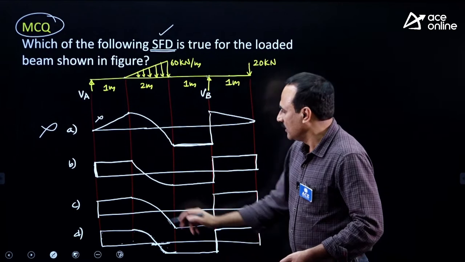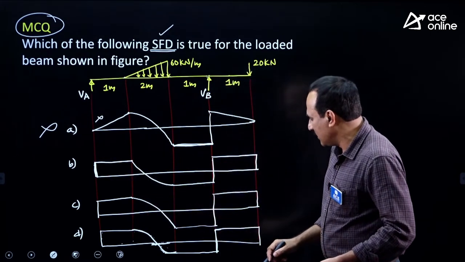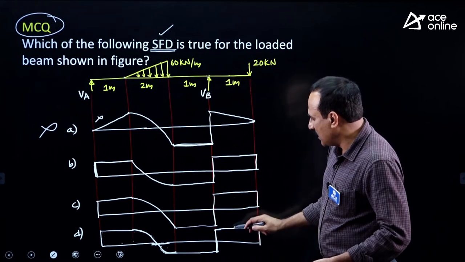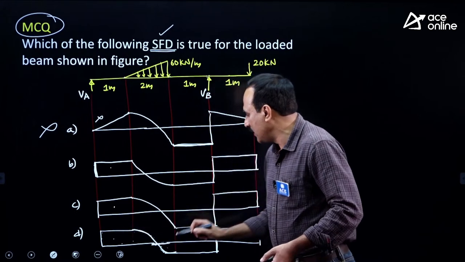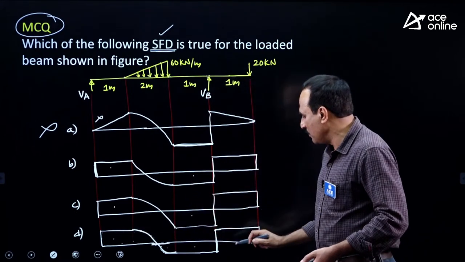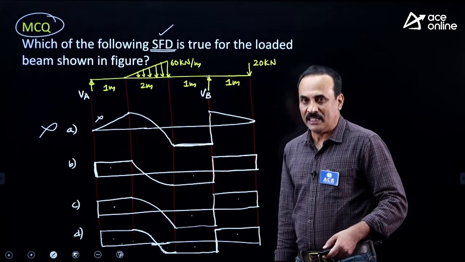Now look at the next one. So here shear force is uniform. We'll try to eliminate. Uniform here, uniform here, uniform here. You can't eliminate by uniformity.